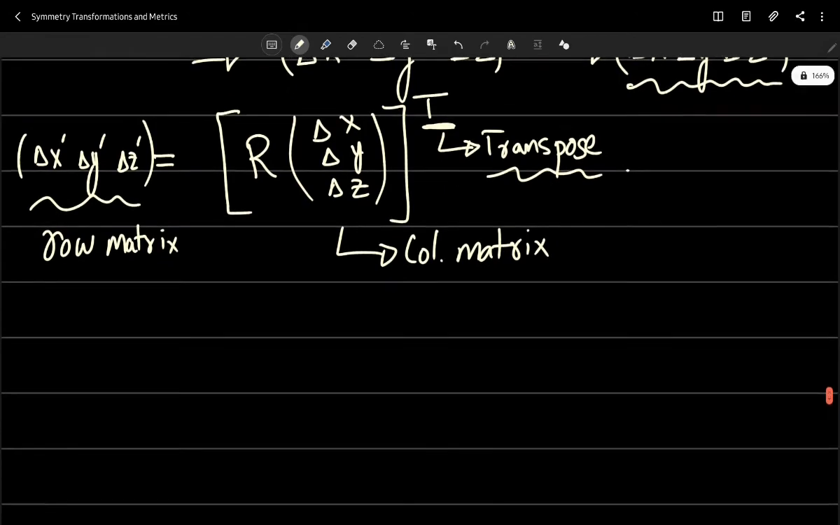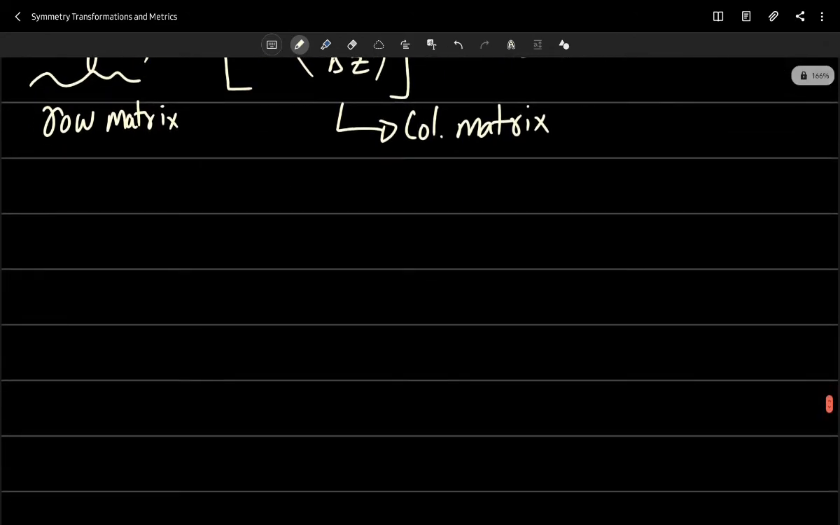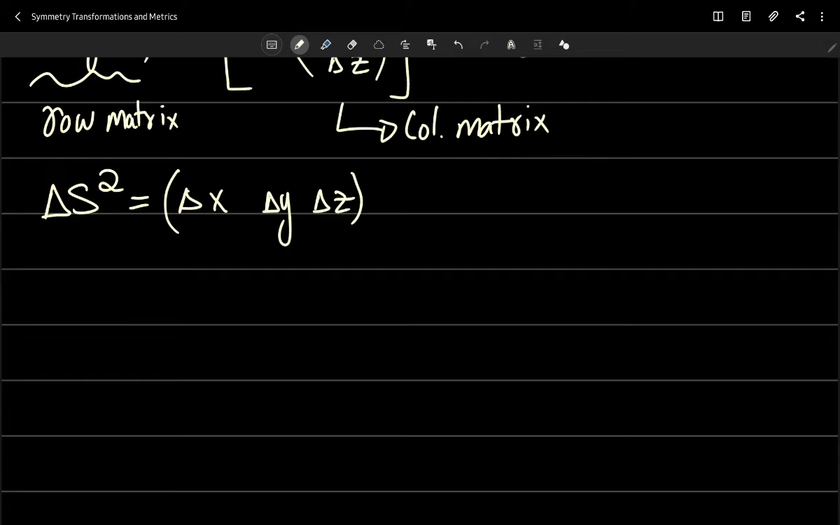Okay, so from here then what we could say is that delta s squared is equal to this row matrix delta x, delta y, delta z times the column matrix delta x, delta y, delta z.